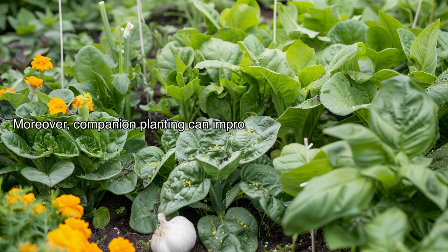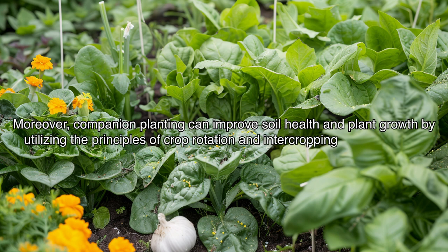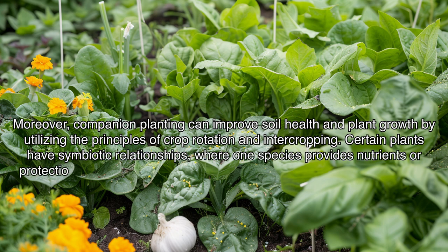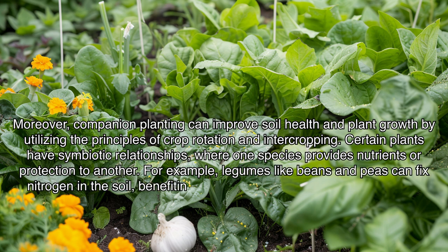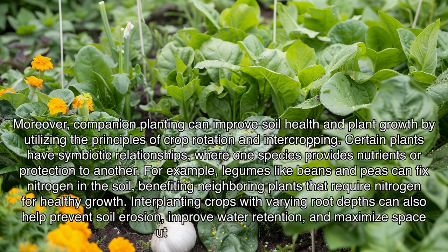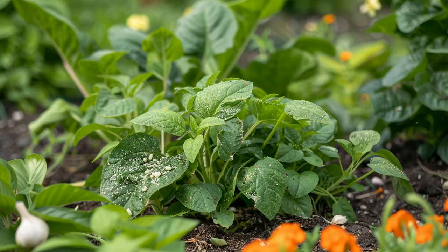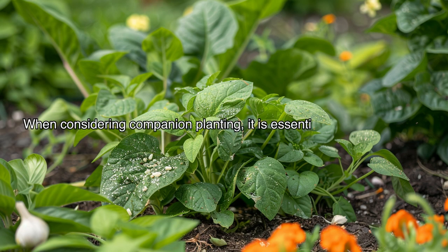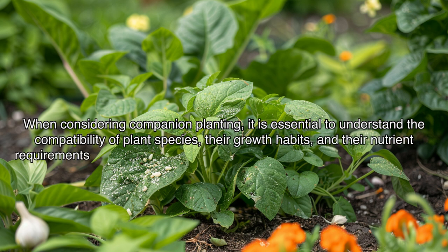Moreover, companion planting can improve soil health and plant growth by utilizing the principles of crop rotation and intercropping. Certain plants have symbiotic relationships, where one species provides nutrients or protection to another. For example, legumes like beans and peas can fix nitrogen in the soil, benefiting neighboring plants that require nitrogen for healthy growth. Interplanting crops with varying root depths can also help prevent soil erosion, improve water retention, and maximize space utilization in the garden. When considering companion planting, it is essential to understand the compatibility of plant species, their growth habits, and their nutrient requirements.